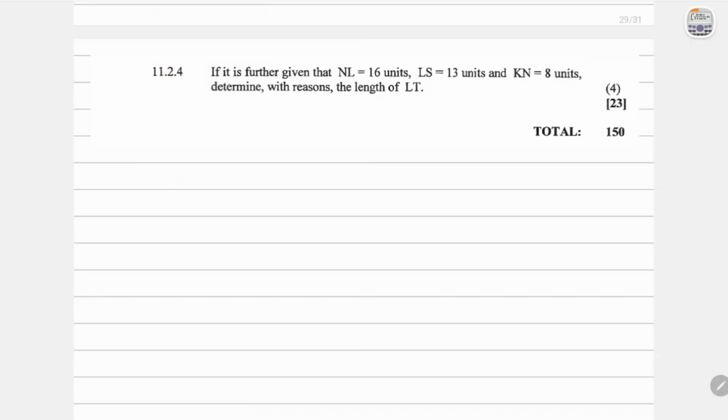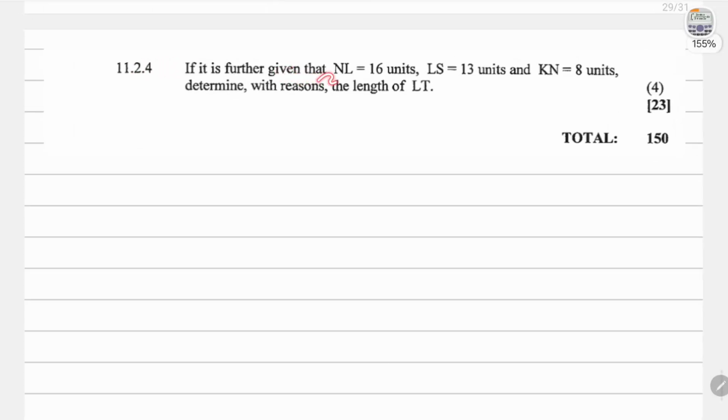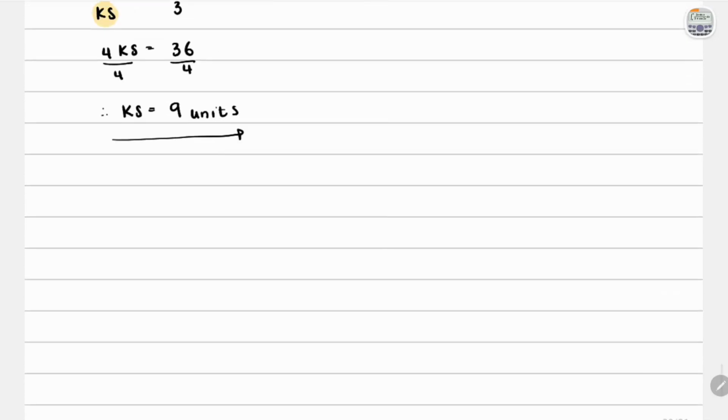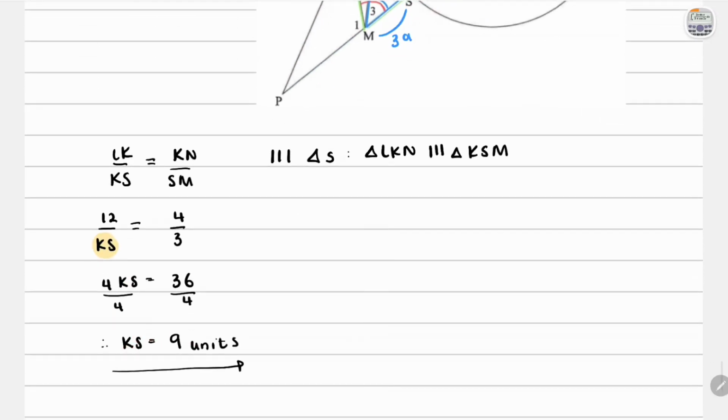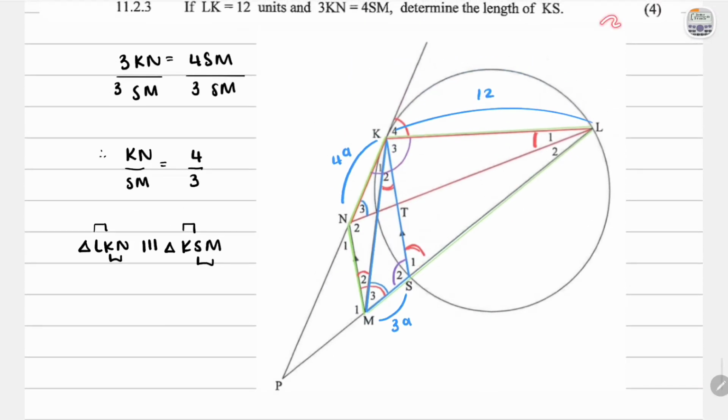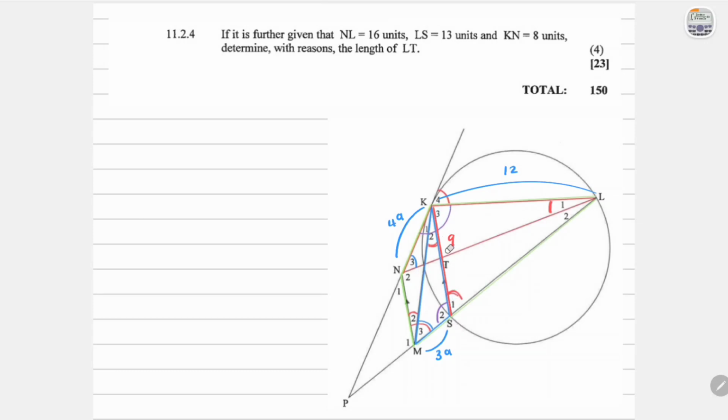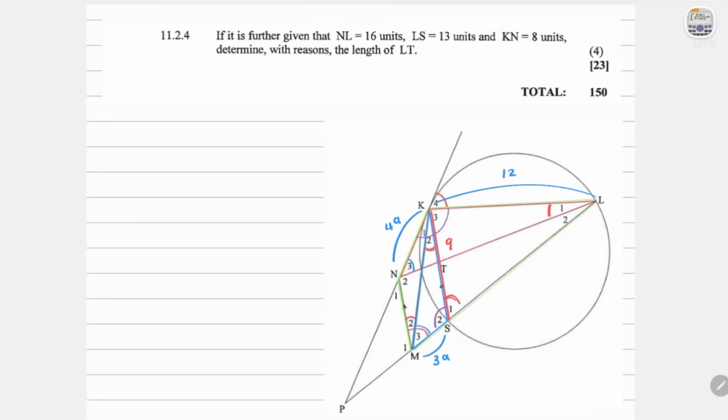Question 11.2.4 says, if it is further given that NL equals 16 units, LS equals 13 units, KN equals 8 units, determine with reasons the length of LT. So let's get this diagram, and we'll also remember that KS is actually equal to 9 units. So KS is already equal to 9 units, just keep that in mind.